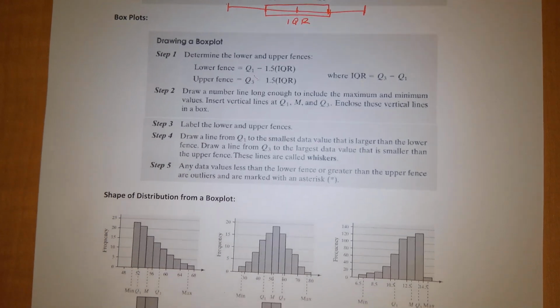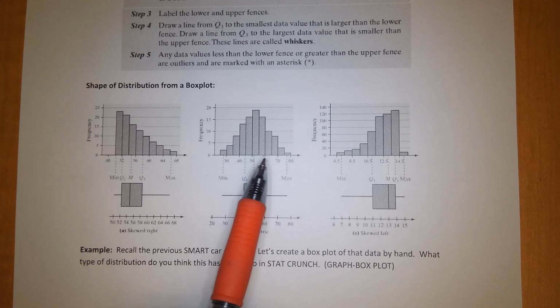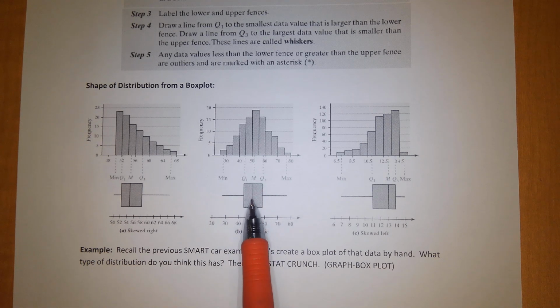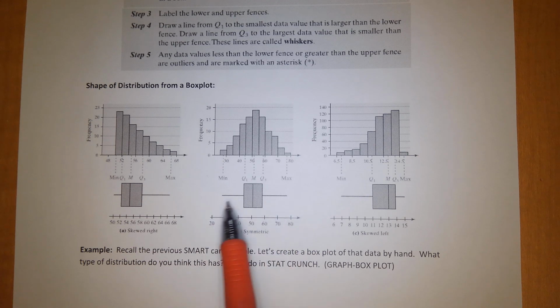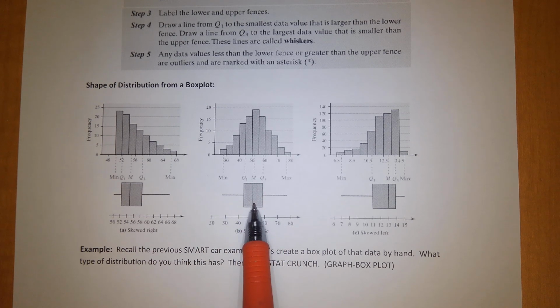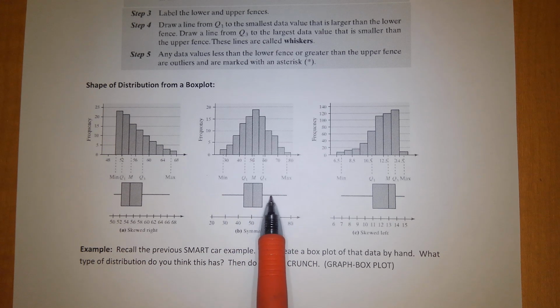So let's show some examples of what these look like here. Let's look at the symmetrical curve first. If we look at the symmetrical curve, you can see that it has a box plot that is very even on both sides because it's symmetrical. So it has a median in the middle, a Q1 and a Q3 that are approximately equidistant from the median, and both of these whiskers are about the same length.